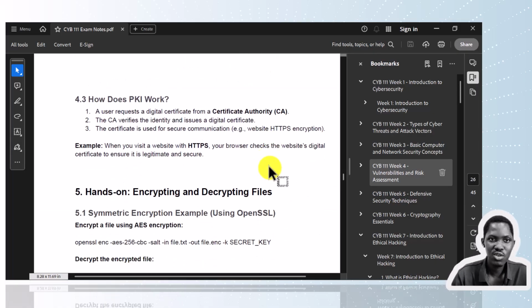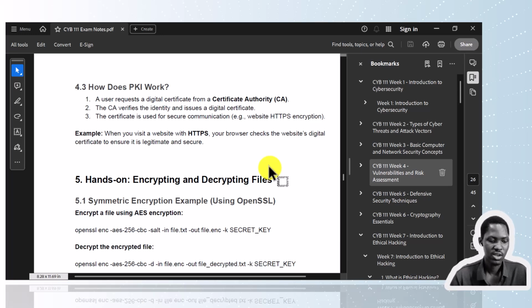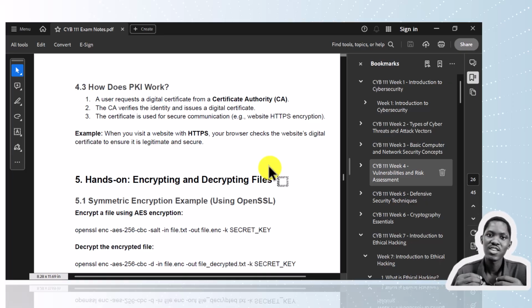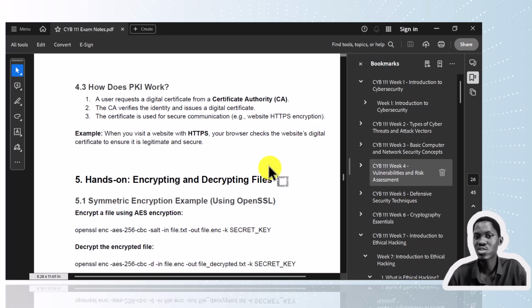Now, how does public key infrastructure work? A user requests a digital certificate from a certificate authority, a trusted organization that is saddled with the responsibility of issuing digital certificates. So a user will go to this certificate authority and request a digital certificate from them. The certificate authority verifies the identity of this user and then issues a digital certificate to them, right? Then this certificate can now be used for secure communication over the internet.